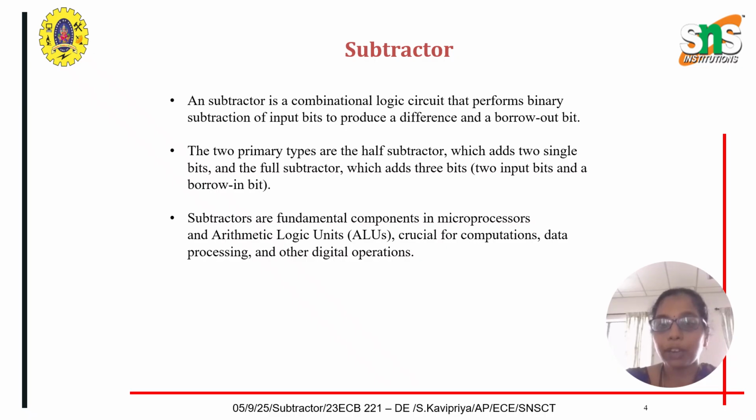The basic difference between a half and the full subtractor is the way in which it handles the input bits, where half subtractor takes only two binary bits as an input and produces two outputs, which are difference and borrow, whereas full subtractor operates on three binary bits A, B and B in. So these subtractors are a fundamental component like adders in arithmetic and logical units, in microprocessors and so on.